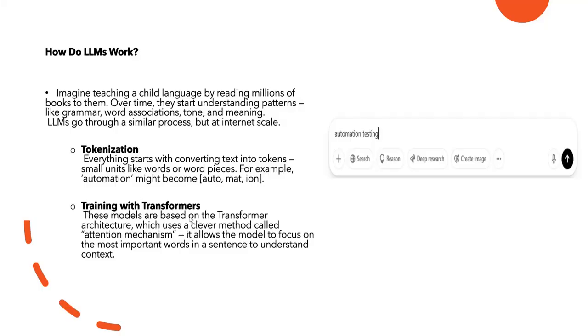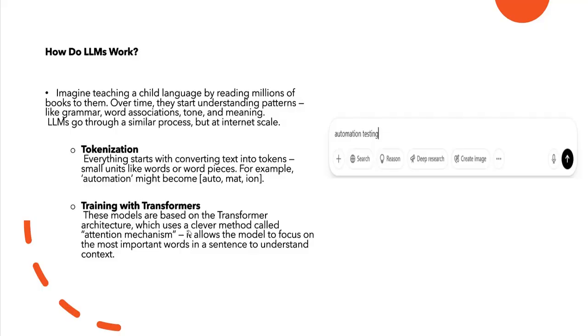Next is training with the transformers. So it basically uses the transformer architecture. We know that because it will suggest to us the smarter way. It understands and then provides smart answers. Correct. So this is the reason we use these transformers to train the AI models.